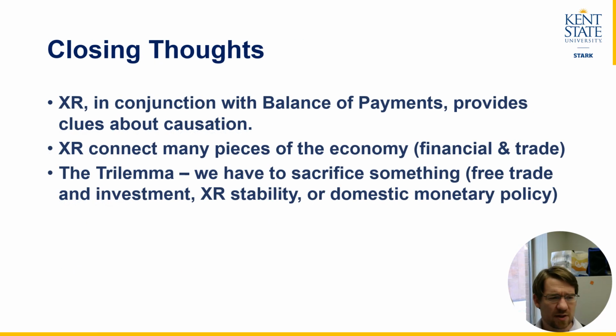So just some closing thoughts related to this. One is that the exchange rate in conjunction with the balance of payments provides some clues about causation. A second point is that the exchange rate connects lots of pieces of the economy. So financial aspects and the trade aspects get connected through the fact that the exchange rate matters for all of them. And then finally, the story of the trilemma tells us that we have to sacrifice something. Between free trade and investment, exchange rate stability, and domestic monetary policy, one of them has to go.